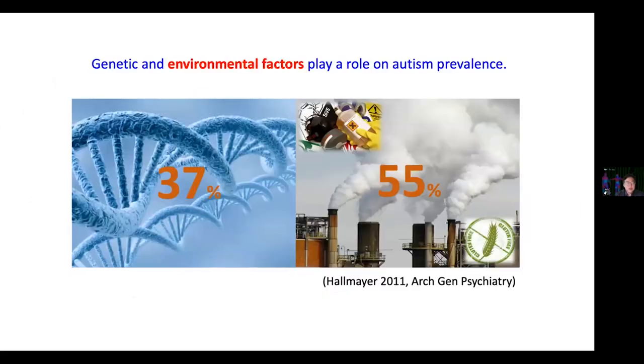When people hear about autism, they think genetic factors could be the main driving force, but from this research, Hemmeyer 2011, not only genetic, but environmental factors like toxic chemicals and other environmental factors could play an important role in autism prevalence.